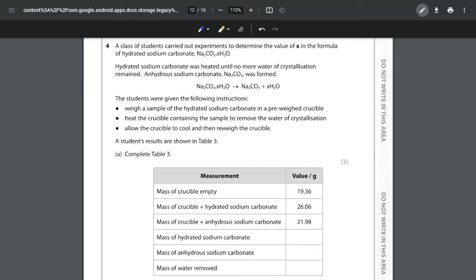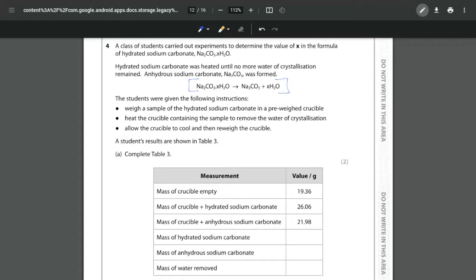So the students were given hydrated sodium carbonate and asked to heat it until no more water of crystallisation remained, and we had the anhydrous sodium carbonate, and you can see that in this equation here. The instructions they were given were to weigh the sample of the hydrated sodium carbonate in a pre-weighed crucible. We're going to then heat the crucible containing the sample to remove all of the water of crystallisation, allow it to cool, and then re-weigh the crucible. And the table shows all of the results for this student.